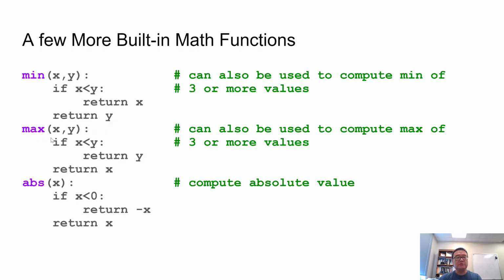So similarly, we can use similar logic to compute the max. If x is less than y, we'll return y. Otherwise, we return x. So make sure that you understand this logic. So if you need to implement min and max, you know what to do. Another function that's useful is absolute value, which can be implemented this way. If x is less than 0, we'll just return negative x, which will be positive. Otherwise, we'll just return x.